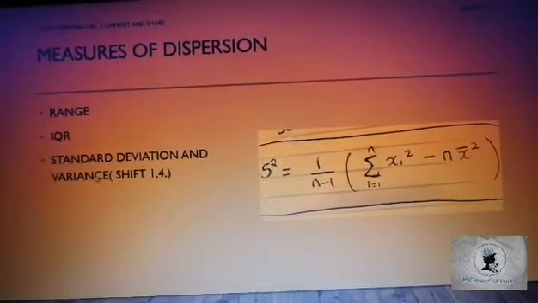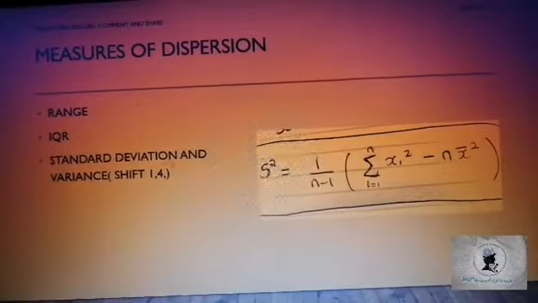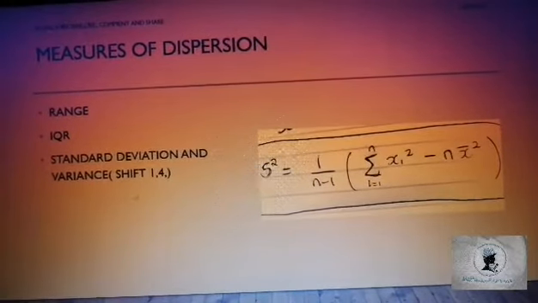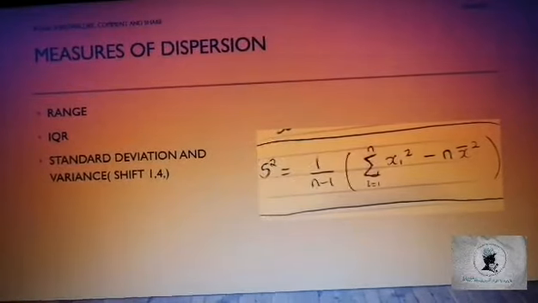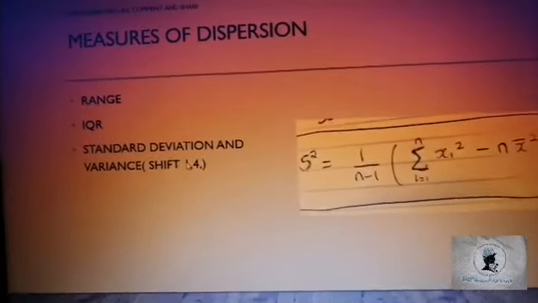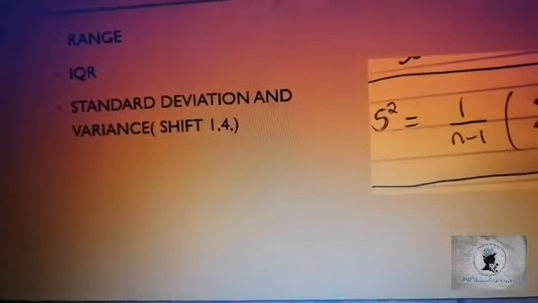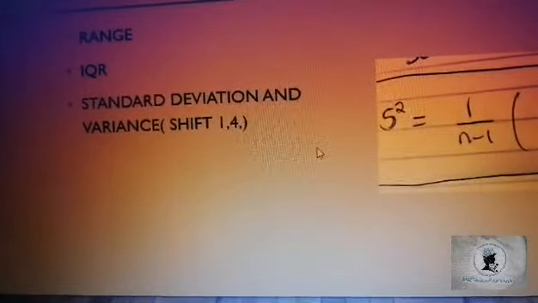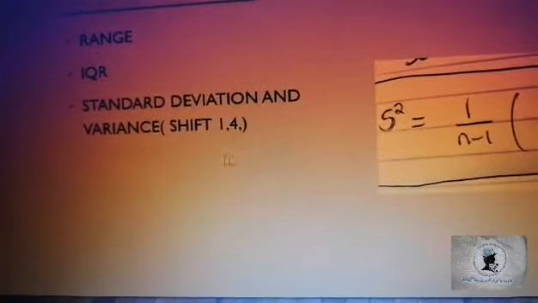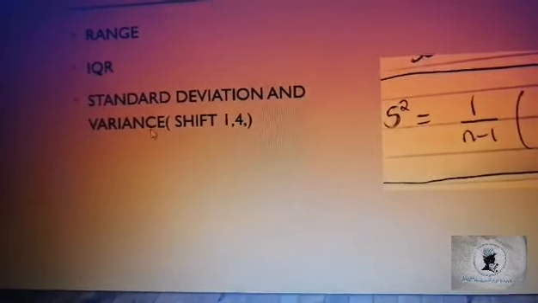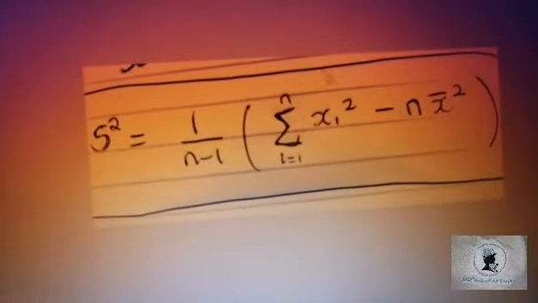So we also have the standard deviation and the variance. Here, guys, is how to obtain the standard deviation using a calculator. After obtaining this answer in the calculator, you are going to square it in order to get your variance. This formula here shows us how to get the variance.